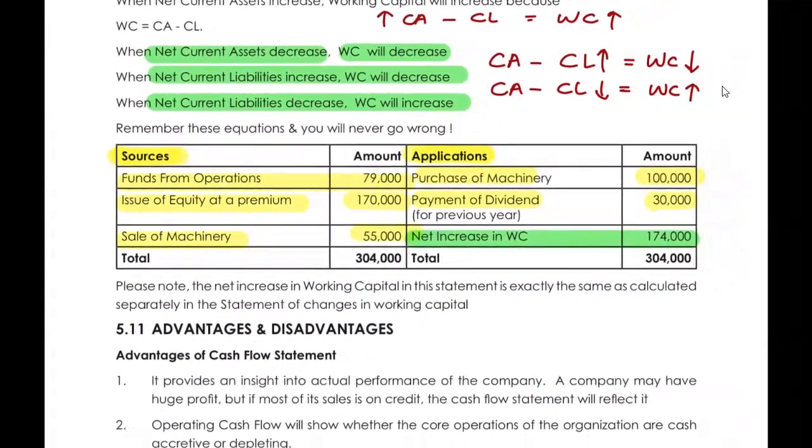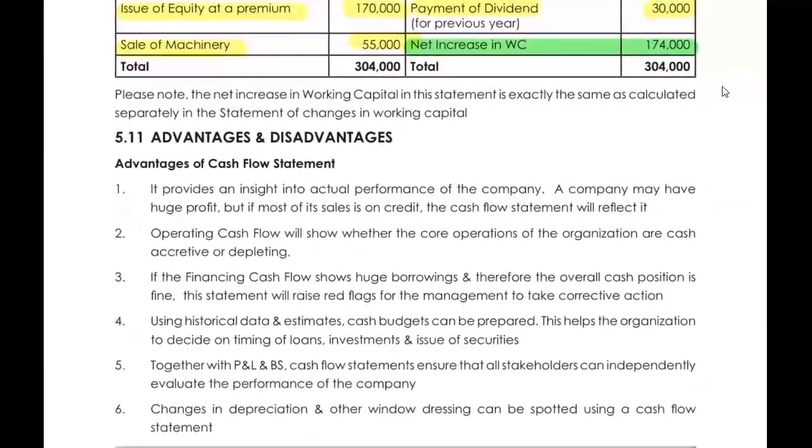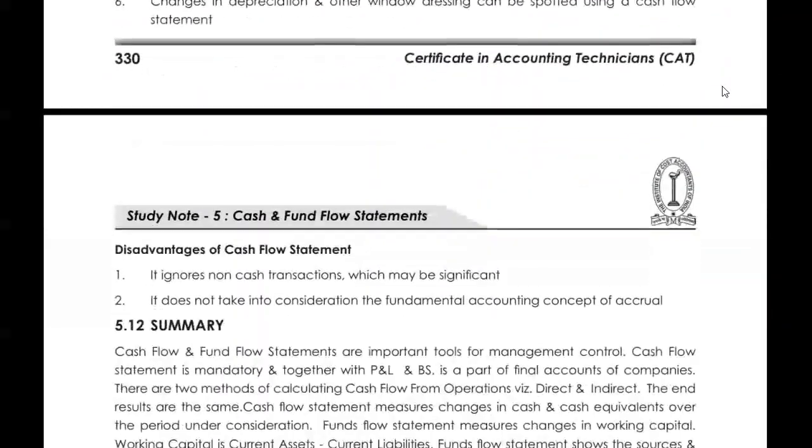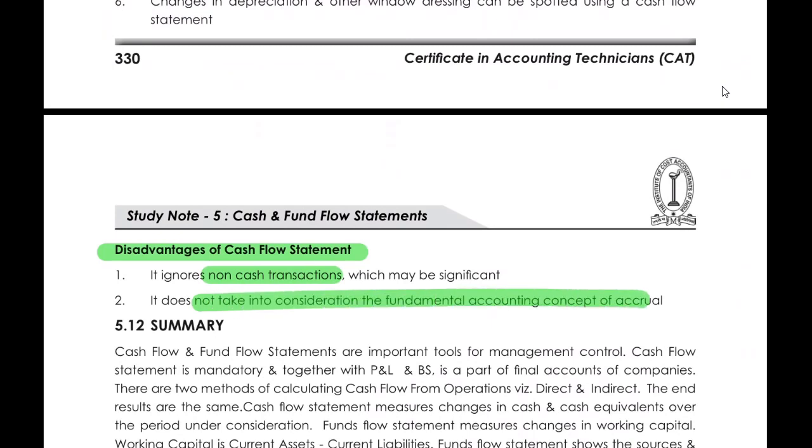Okay. You have some advantages of the cash flow statement and you have the disadvantages of the cash flow statement. Advantages are many. The only disadvantage is that it does not consider the non-cash transaction. There might be a significant non-cash transaction, but it is not covered in the cash flow statement. And it also does not take into consideration the fundamental accounting concept of accrual. It is only and only on cash basis.